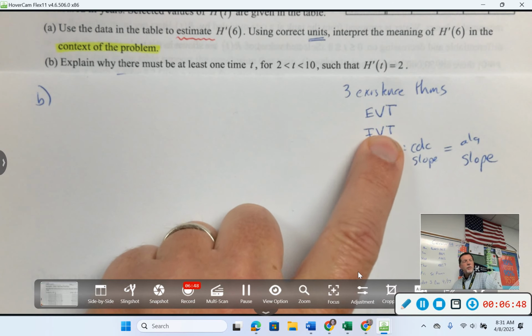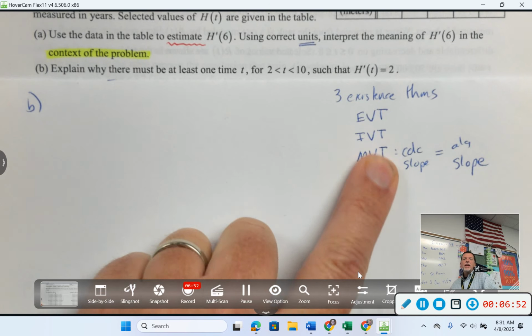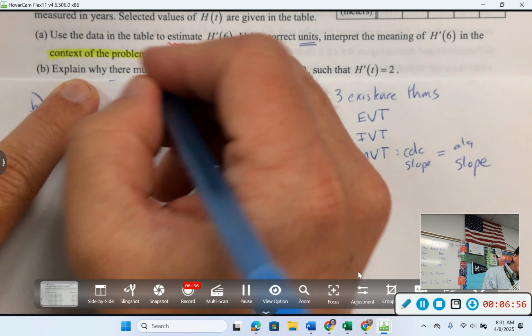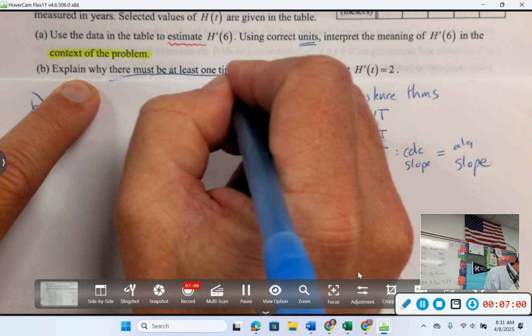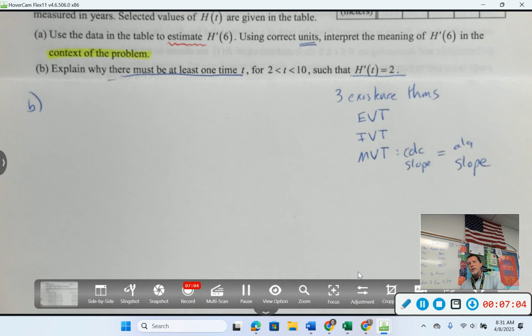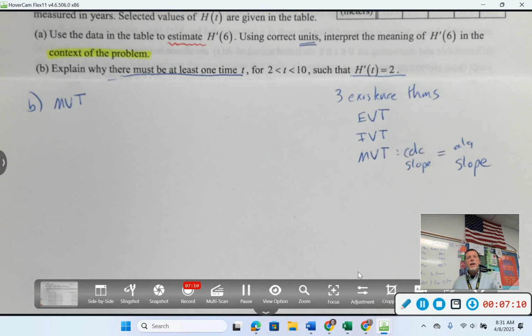Extreme value and intermediate values are about the values of the height of the tree. MVT deals with slope. So if you get a problem that says, explain why, or is there one time when a derivative is involved, it's almost certainly going to be an MVT problem. Okay, so MVT. If you want to use MVT, you have to say why you can use it. You have to give the conditions.